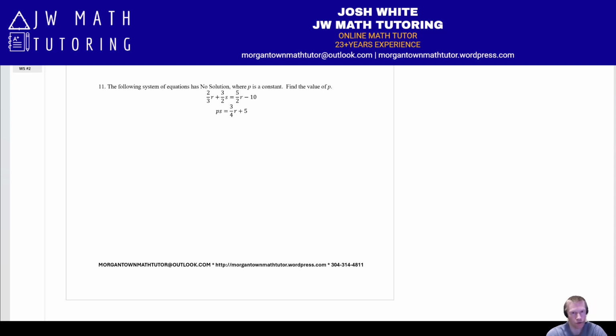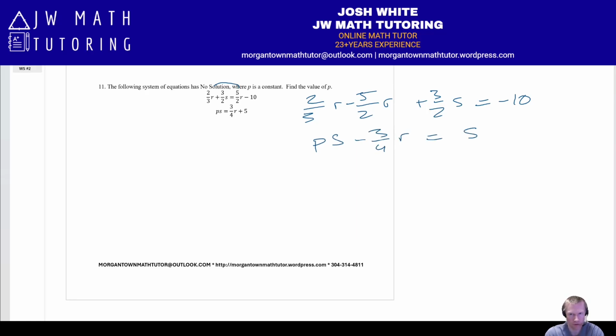However, before we do that, you do need to have all of the variable terms, in this case r and s, or x and y, whatever they are, on the same side for both equations. They don't need to both be on the left or both be on the right, but in each individual equation you do need to have all the r's and all the s's on the same side. So I'm going to subtract this over and get 2/3 r minus 5/2 r plus 3/2 s equals -10. And in the bottom one, I'm going to subtract this over: ps minus 3/4 r equals 5.